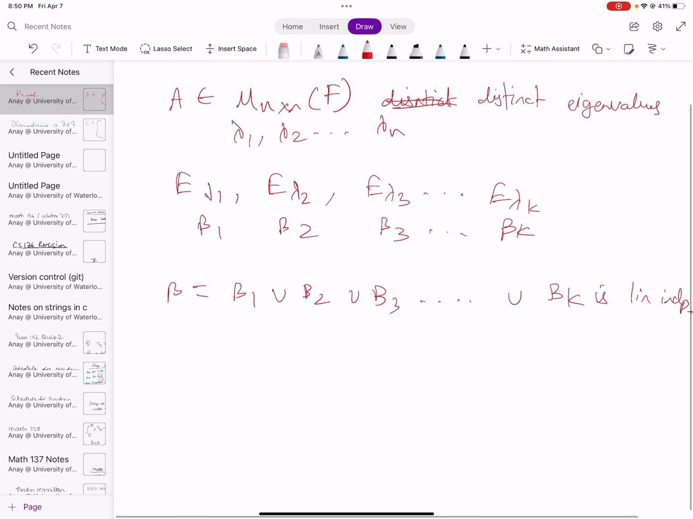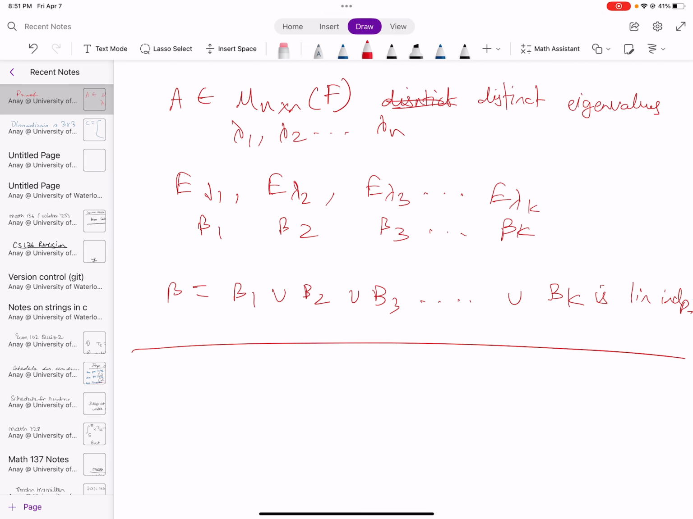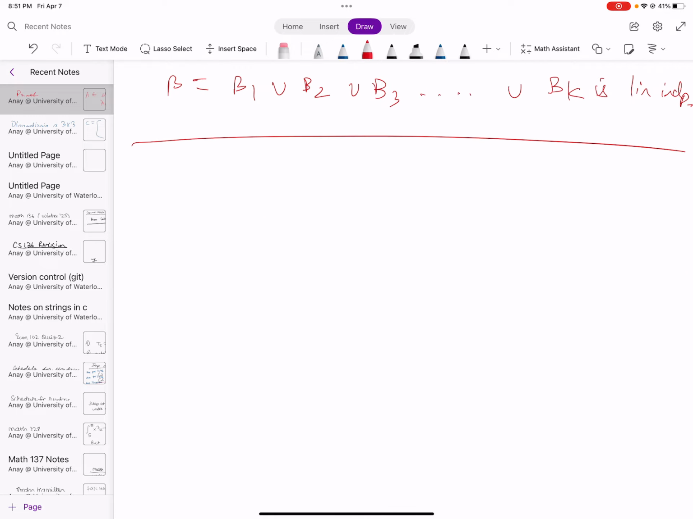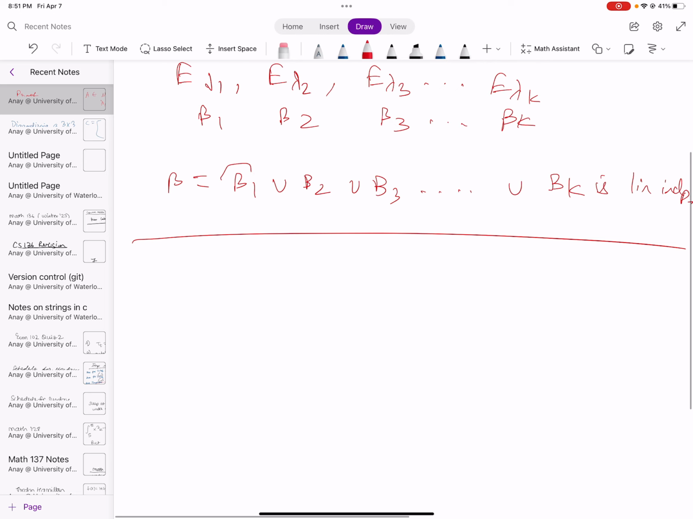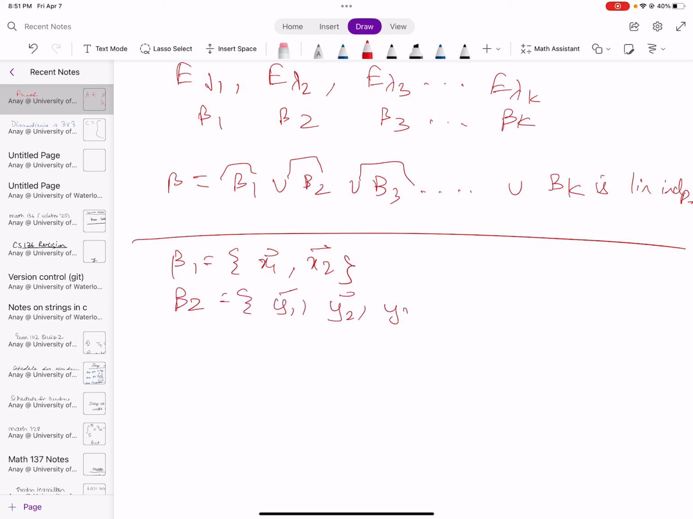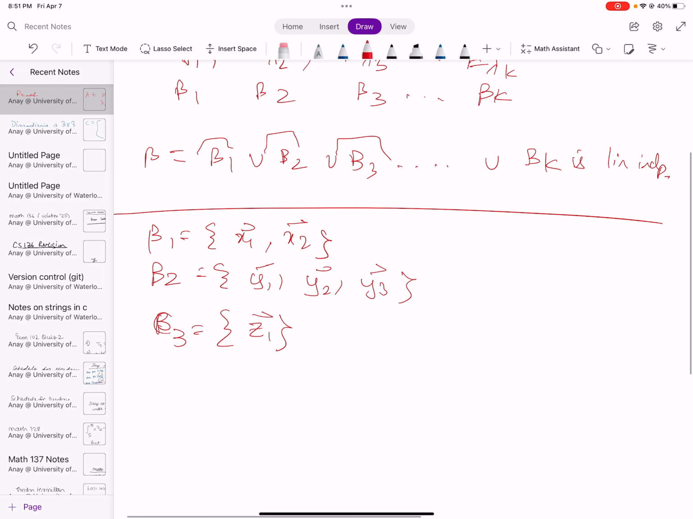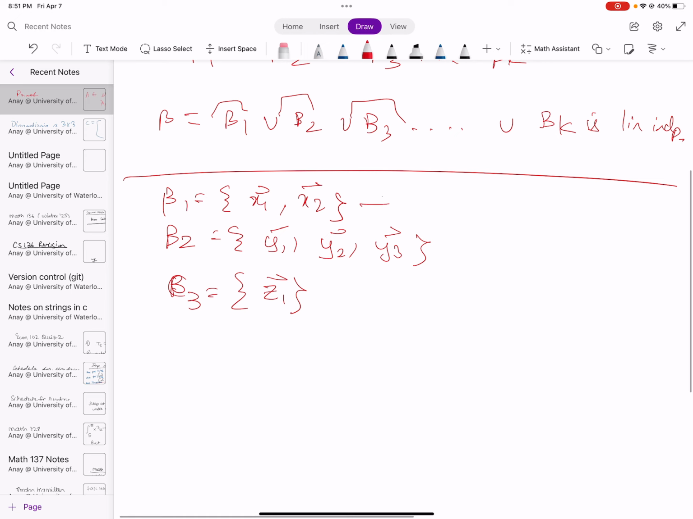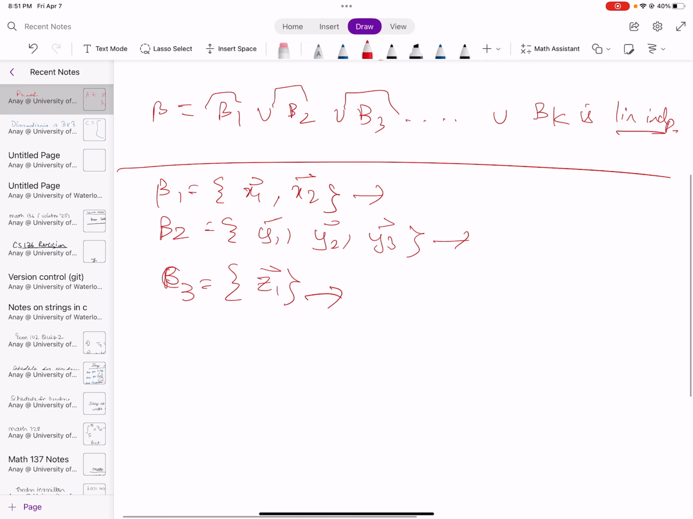So starting off the proof, we could assume that we define some of these bases ourselves, right? That'd be easier. So we can define b1 to be, let's say, x1, x2. We could define b2 to be, let's say, y1, y2, y3. You could define b3 to be z1. That's all, right? So what we have to show is that a linear combination of this, union a linear combination of this, union a linear combination of this, is linearly independent.